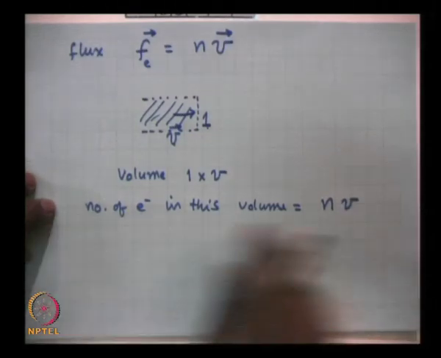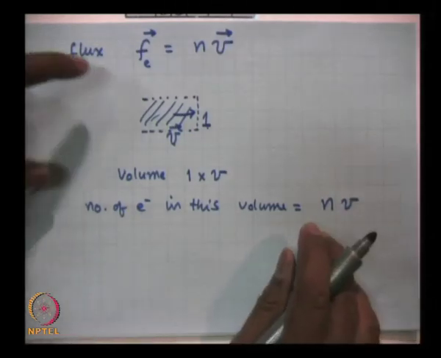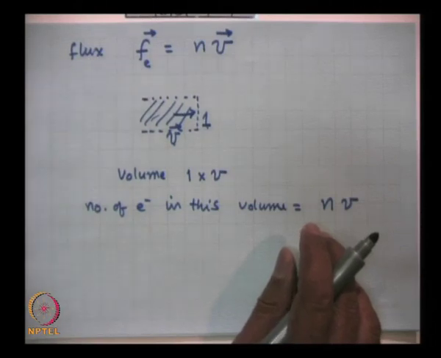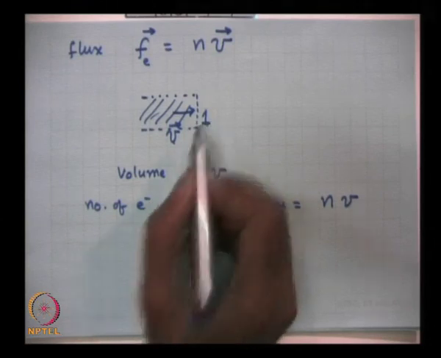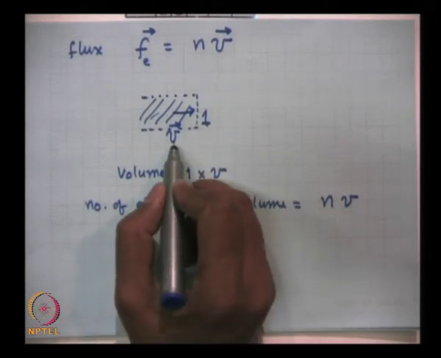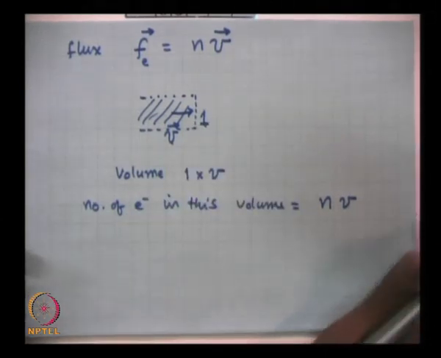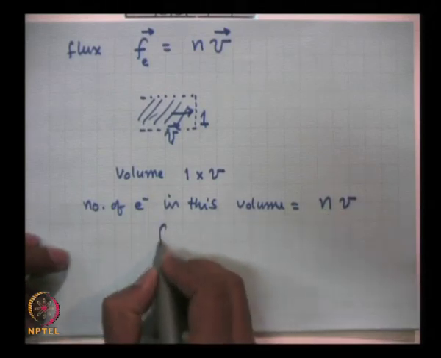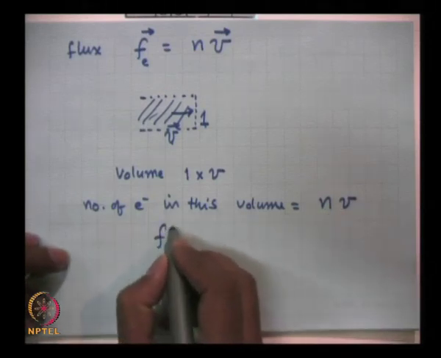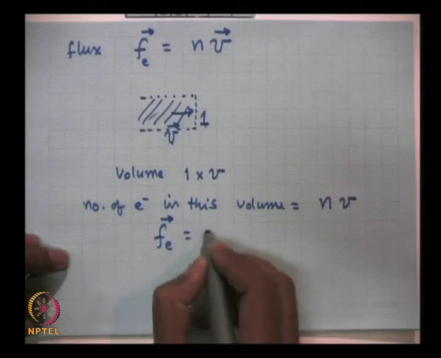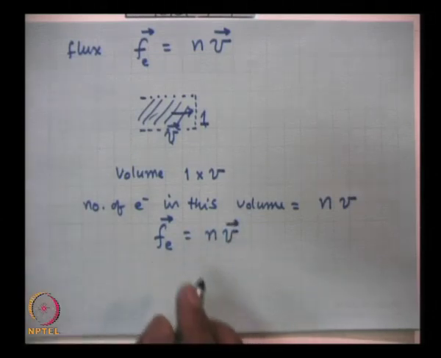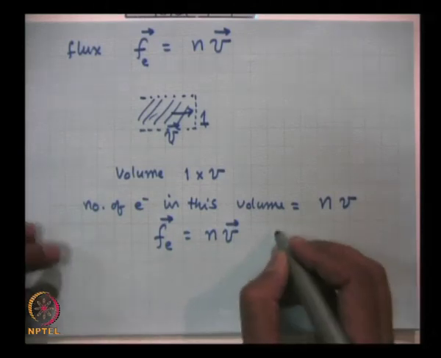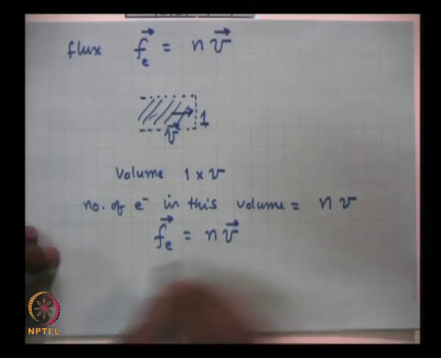So, this is the flux. Flux essentially implies the number of particles crossing unit area per unit time if they are moving with the drift velocity v, because it is a vector quantity. So, we call this F e, n v, as I had written above. So, this is called the particle flux crossing unit area per unit time.